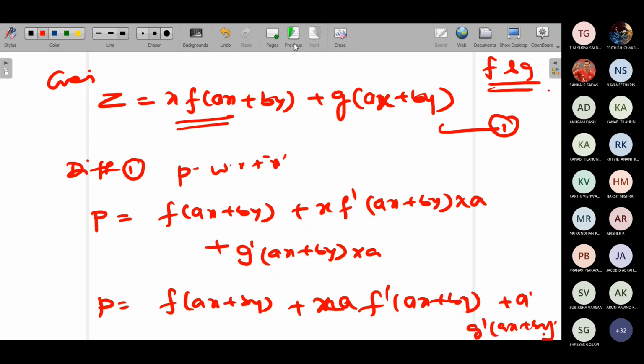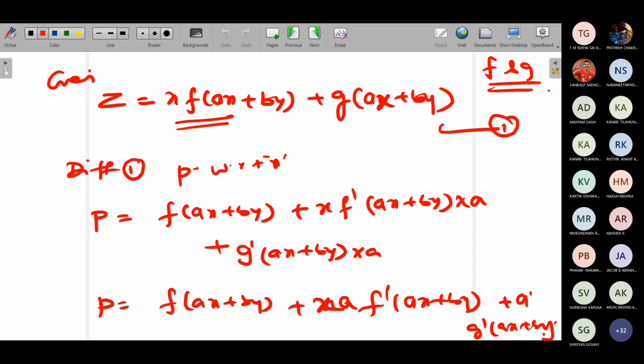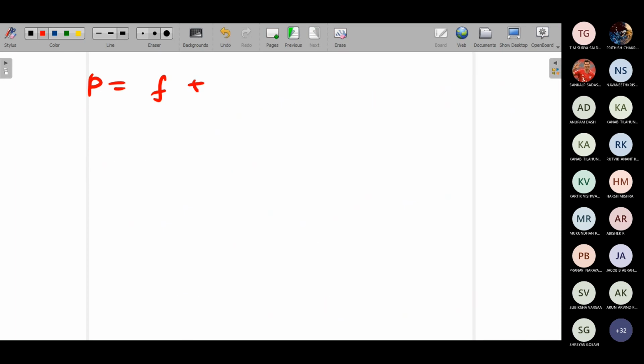Shall I write it a little simpler like this? f plus ax into f dash plus a into g dash. Is that okay for you all? You should understand that when I say f, it is f of ax plus by. That is very important. If you forget that, it will be completely wrong. Now I'll take this as 2.